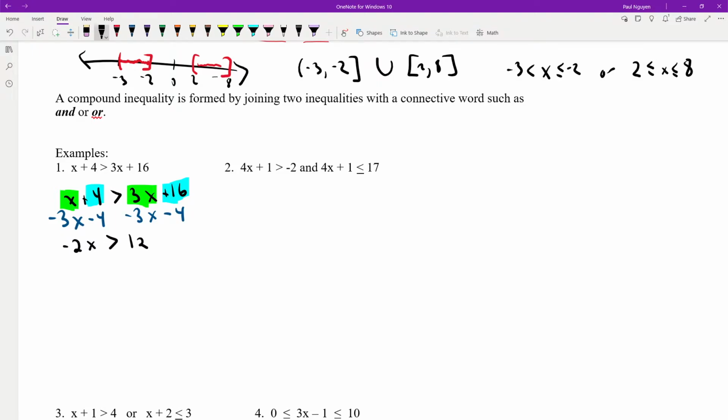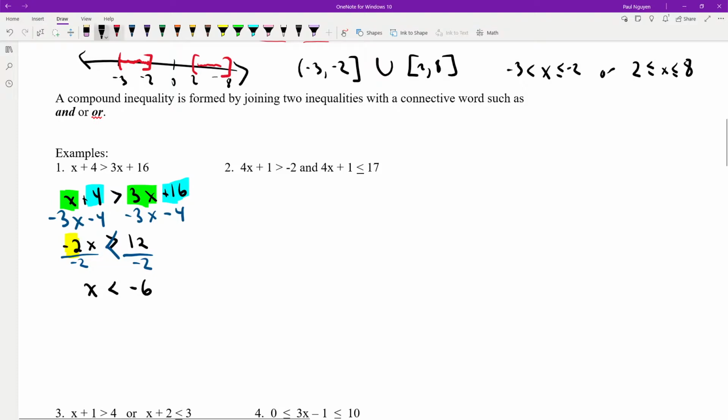So now what I want to do is get rid of this negative 2. To do that, I want to divide both sides by negative 2. So I want to divide this side by negative 2 to get rid of that negative 2. But whatever I do to one side, I have to do the other. Since I'm dividing by a negative, I have to change the direction of this inequality in order to have an equivalent inequality. So on the left, I just have an x. On the right, I have 12 divided by negative 2, which is negative 6.